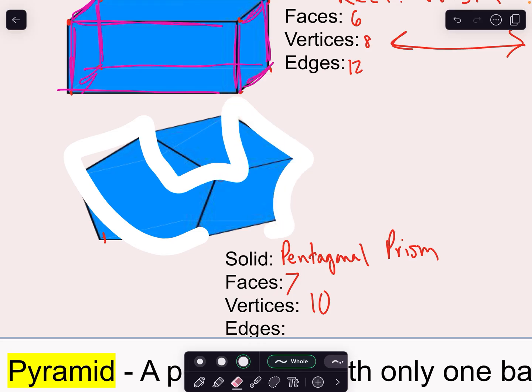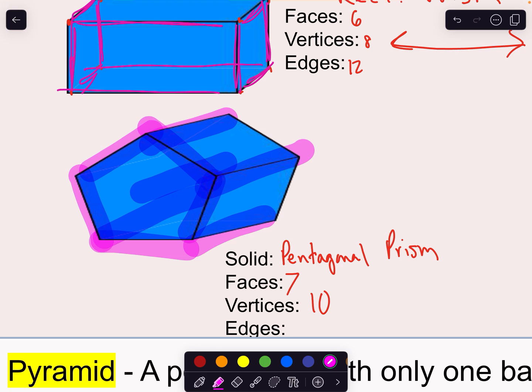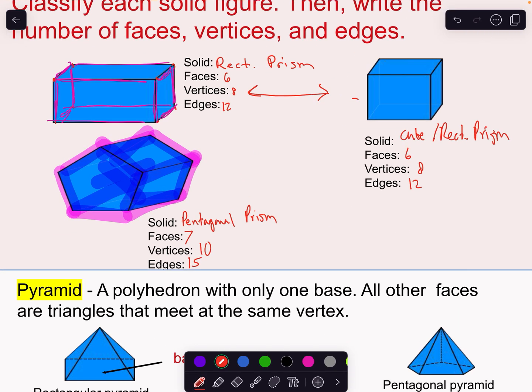Edges, let me erase these things here. Edges would be these: 1, 2, 3, 4, 5, 6, 7, 8, 9, 10, 11, 12, 13, 14, 15 edges. This has a lot of edges, right? Where all the faces meet. That's what we're looking for.